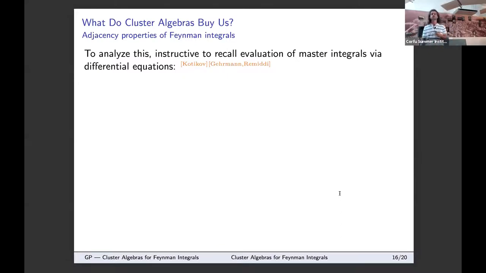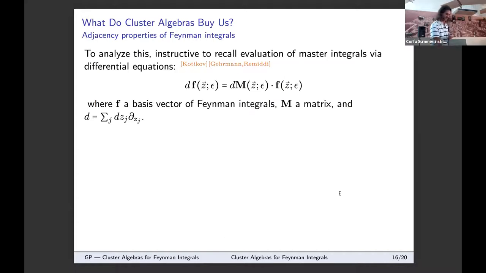For sure, it points to these kinds of adjacency properties: what kind of letters can appear next to each other in the symbol. For this, it's easier to use the canonical differential equations approach. Now, as I'm running out of time, I have to speed up a little bit. But the essence of having a basis is that when you differentiate, you're back in the basis.